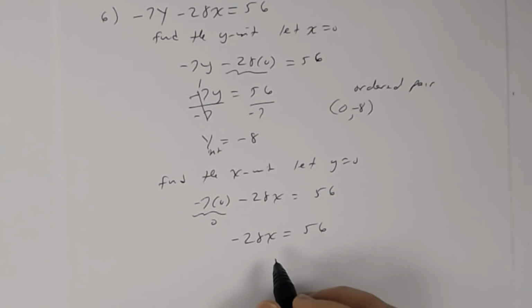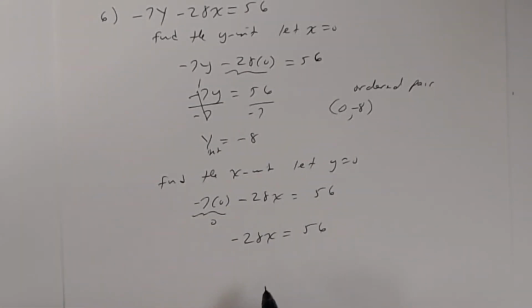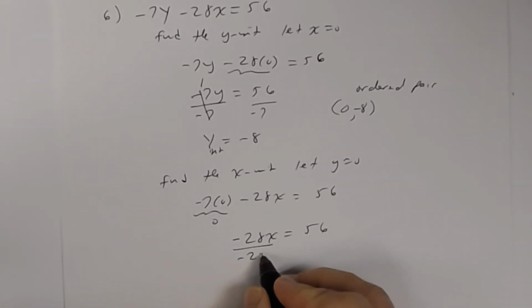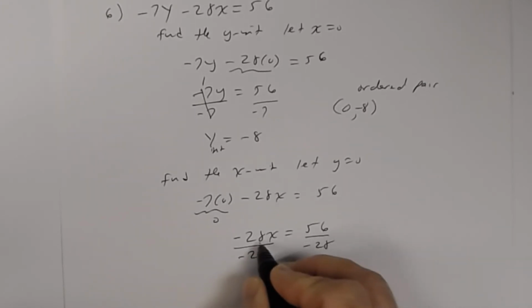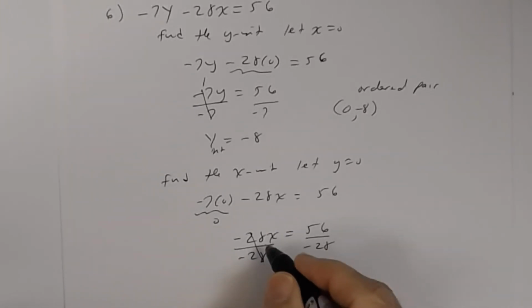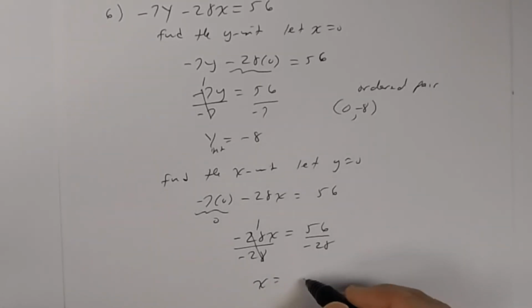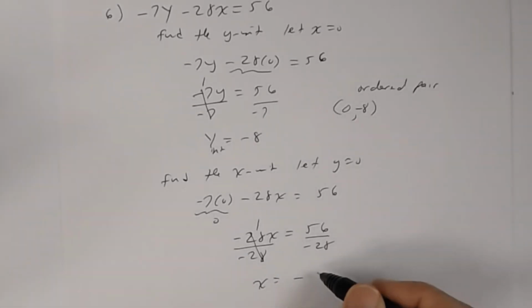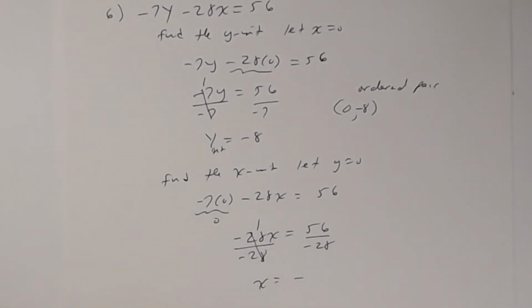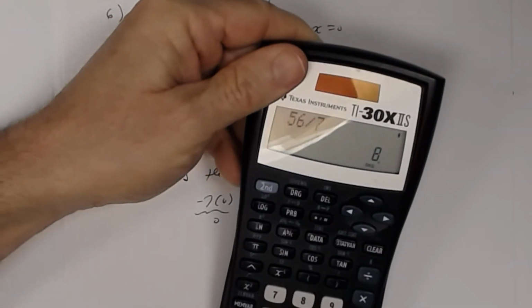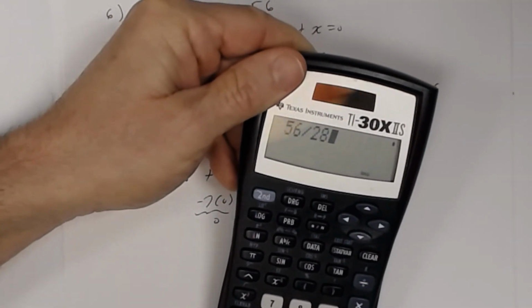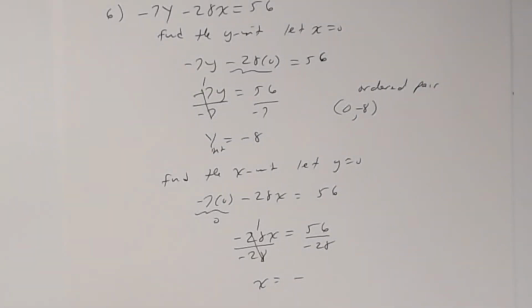And then all you do is get x by itself, and you found the x-intercept. So if I divide both sides by negative 28, negative 28 divided by negative 28 is 1, 1 times x is x. And remember, a positive divided by negative is a negative. And then 56 divided by negative 28, you'll get negative 2. If you have a little trouble with that, just say 56 divided by 28 gives you 2, but it's negative 2. So there's your x-intercept.